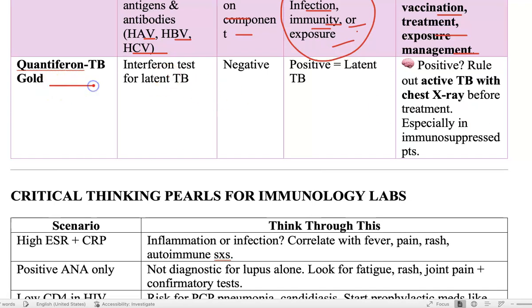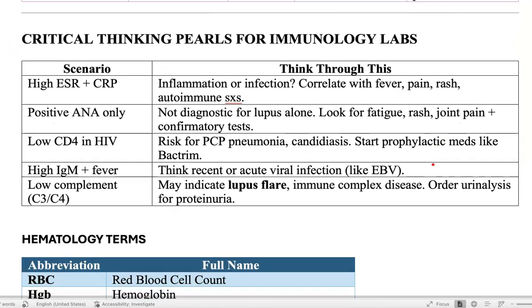Okay. So now what about QuantiFERON-TB Gold interferon test for latent TB? Normally we want it to be negative. If it is positive, it means there is latent TB. Positive, then you want to rule out what? Active TB. How do you want to do that? You want to go ahead and do a chest x-ray. This is the sequence, okay? You are not doing a chest x-ray first. You're doing a QuantiFERON TB test first. And then if it's positive, you want to go ahead and do a chest x-ray before you start treating them. You got to follow the right sequence.